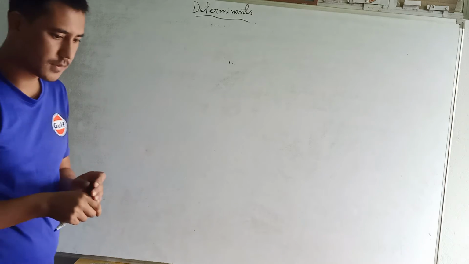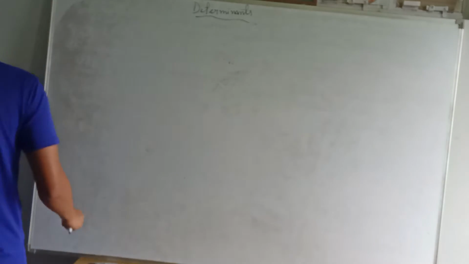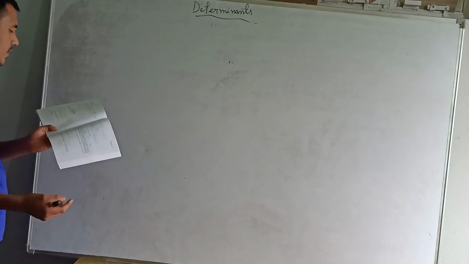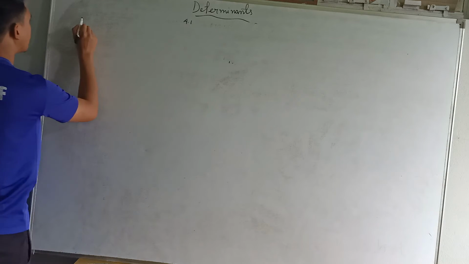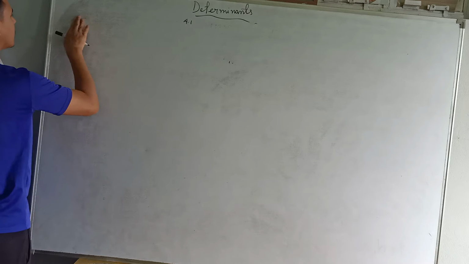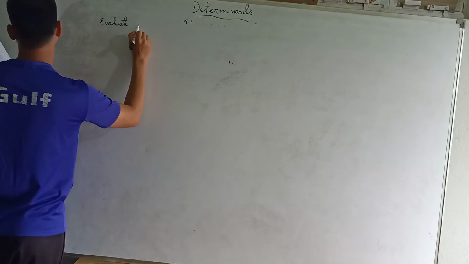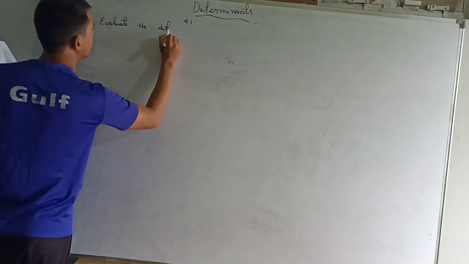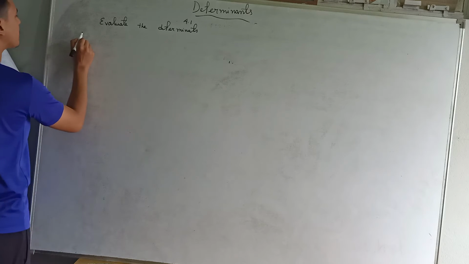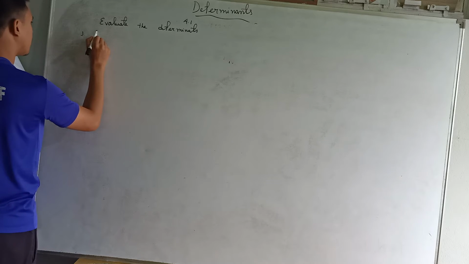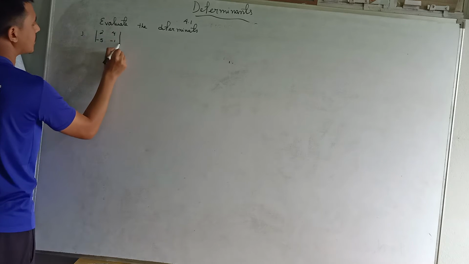So let me see the first question. Evaluate the determinant. So there is a given determinant and we need to evaluate it. We need to find its value. Exercise 4.1, question number 1. Okay, the question is evaluate the determinants. The first question is your given determinant is 2, 4, minus 5, minus 1.